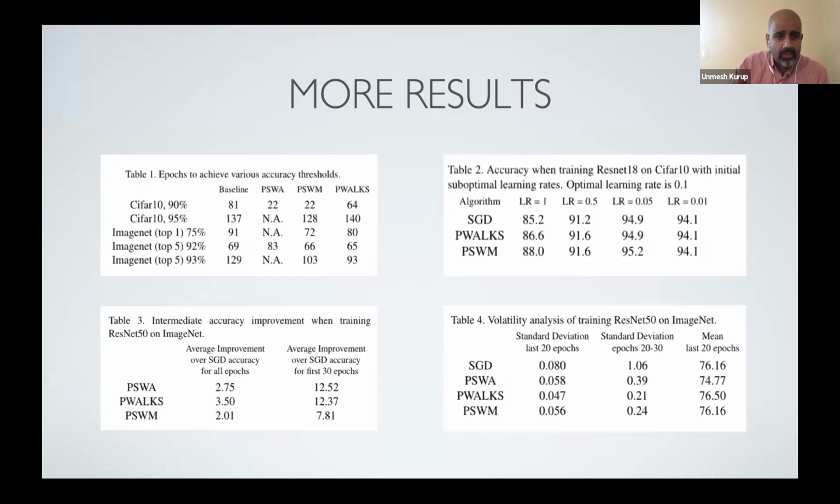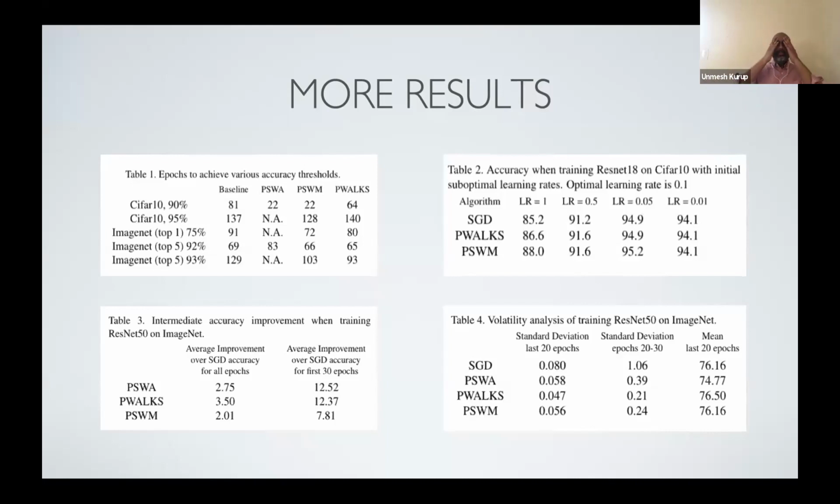And then we've also looked at intermediate accuracy improvements. So how much is accuracy improving over the first 30 epochs, for example, right? And this is for ImageNet processing. And you can see that if you use our techniques, there's a 12% improvement in absolute terms in terms of accuracy. And then we've done some volatility analysis as well to show that our techniques are less volatile.